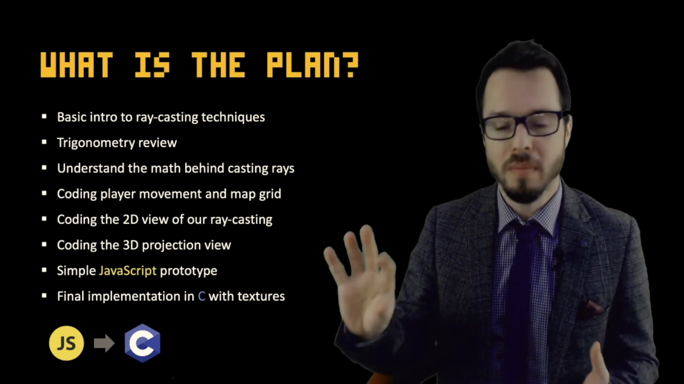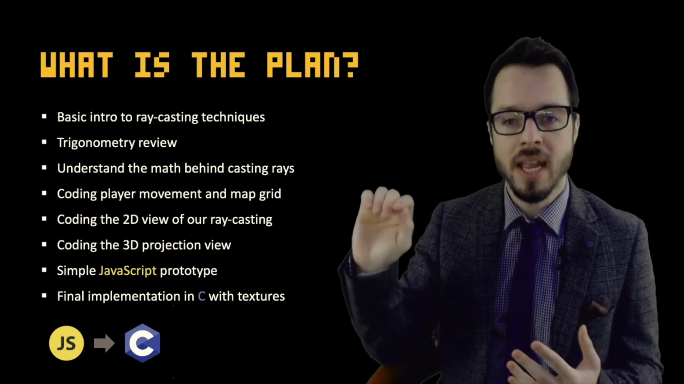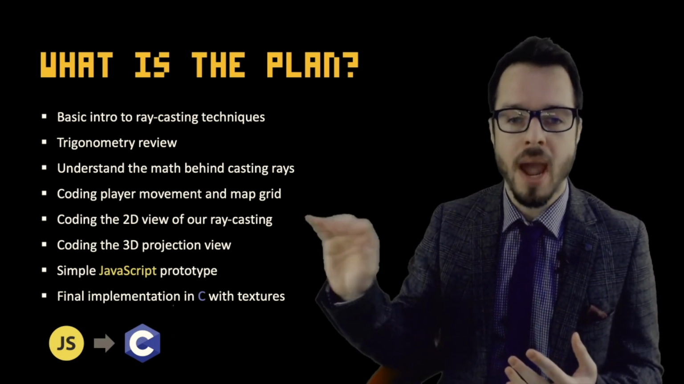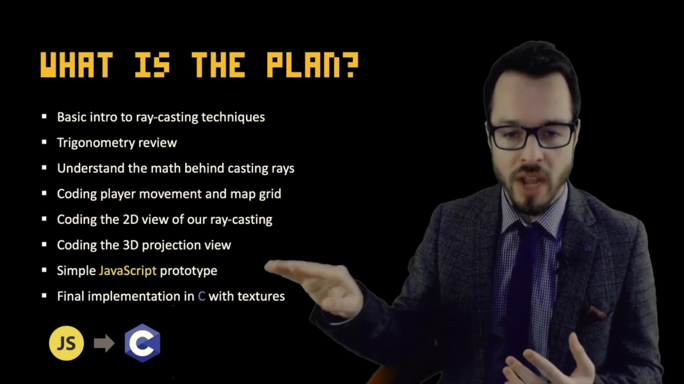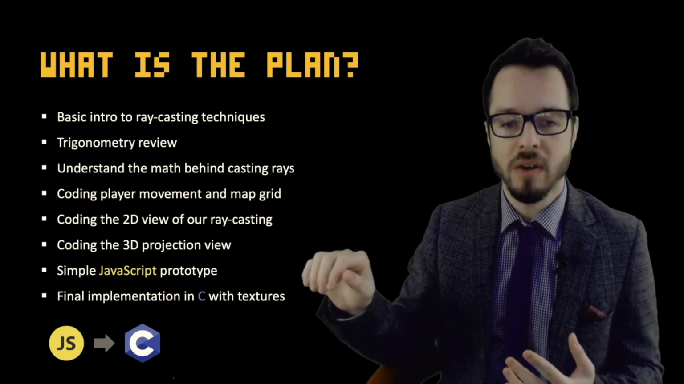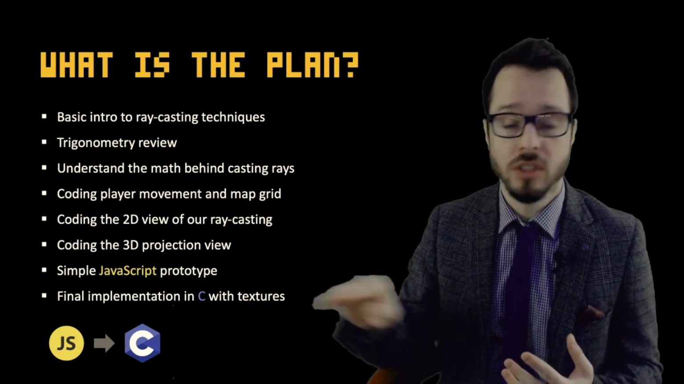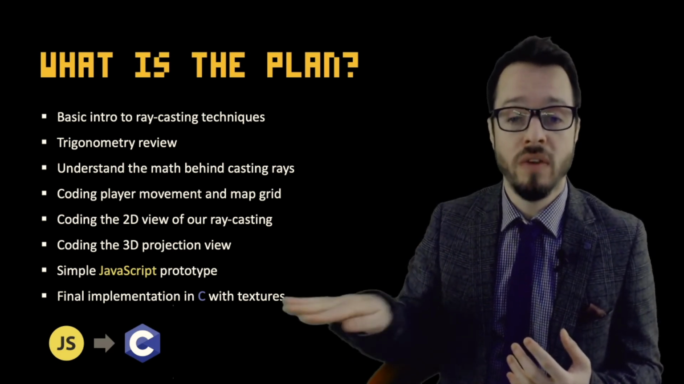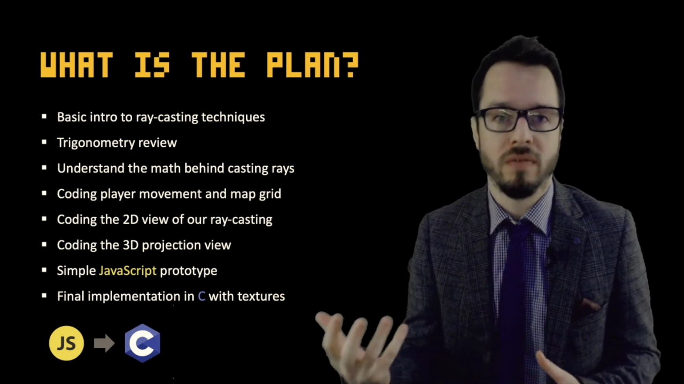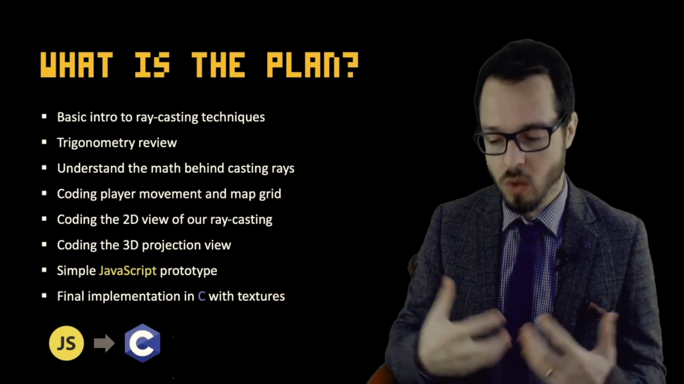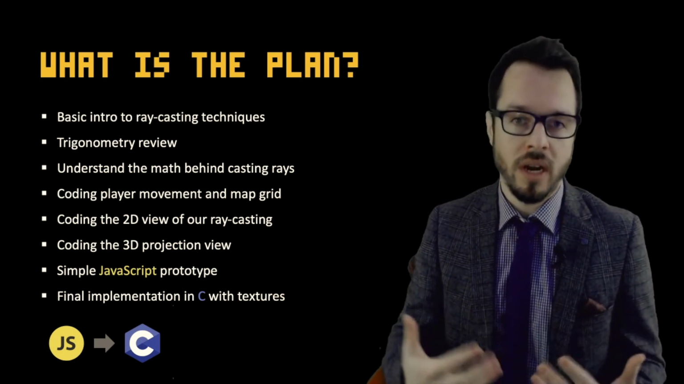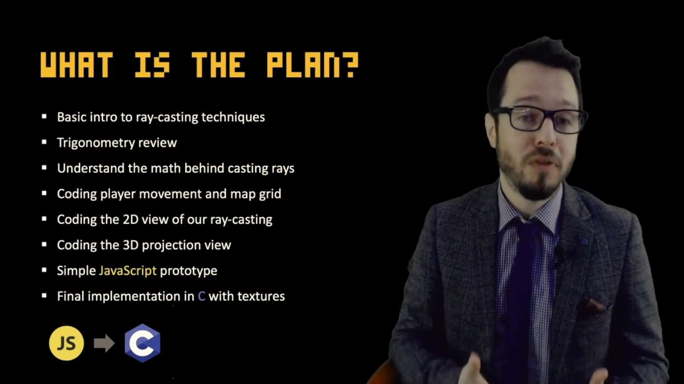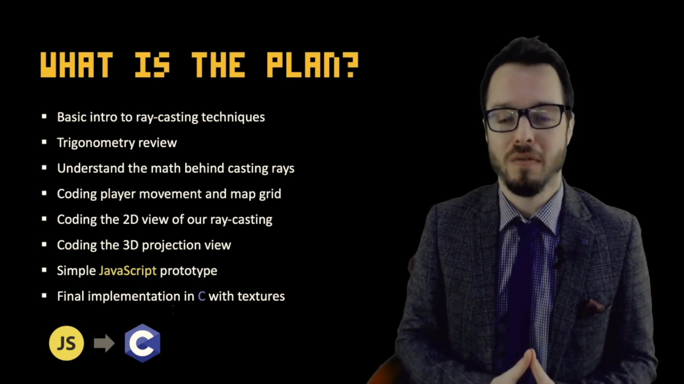So we go from the very basic beginnings of the mathematics, understanding the implementation, player movement, coding the map, creating a 2D view, creating a 3D view, starting with a very simple JavaScript prototype just so we see something on the screen very quickly. And then we evolve, and in the second part of our course, we really start squeezing and getting a full-featured rendering engine using C. Okay, so that is the plan. Hopefully you are on board with what I have in store for us.